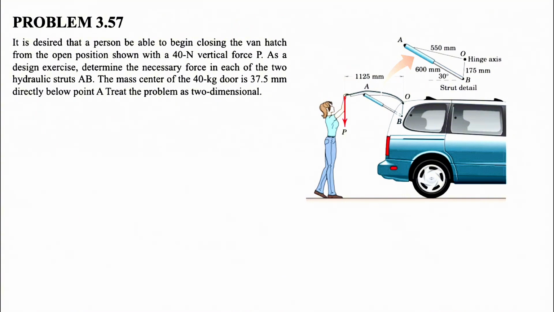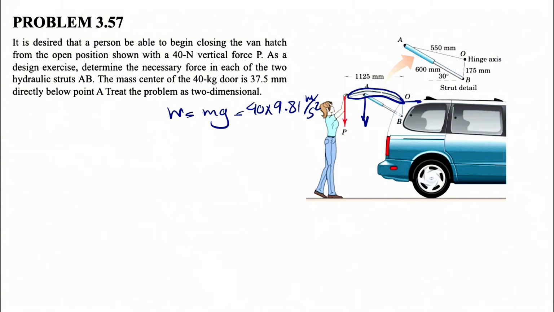So as always, we're going to start with the free body diagram of this part, or the door. We're going to see which forces we have. So obviously we have the force P at one end. We're going to have the weight of this, which is going to be mass times g. So our weight would be m times g. Our mass is 40 kilograms, so we're going to multiply by the acceleration of gravity on Earth, 9.81 meters per square second.